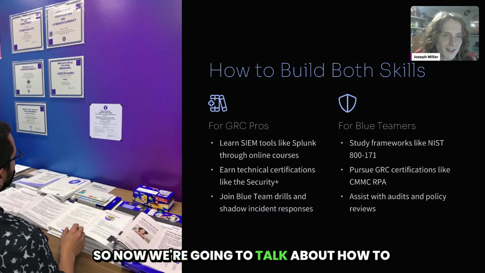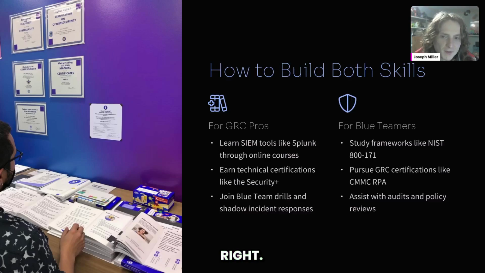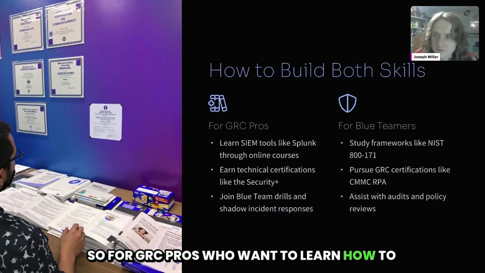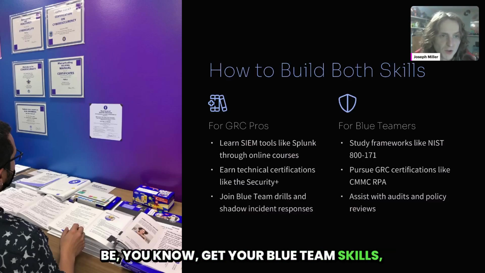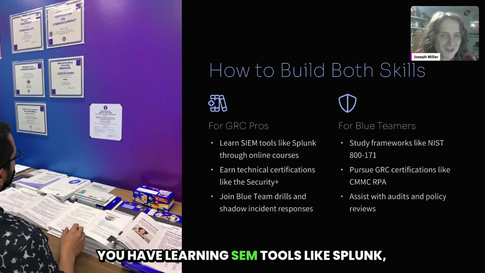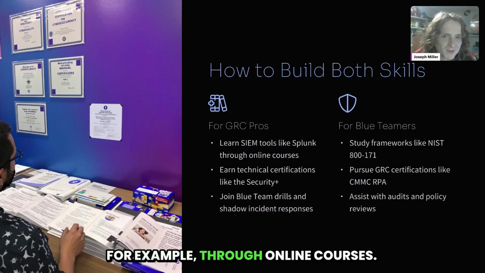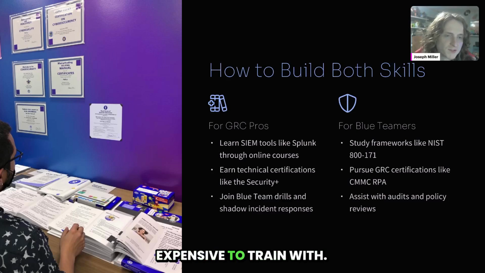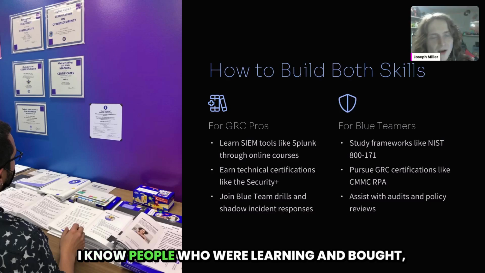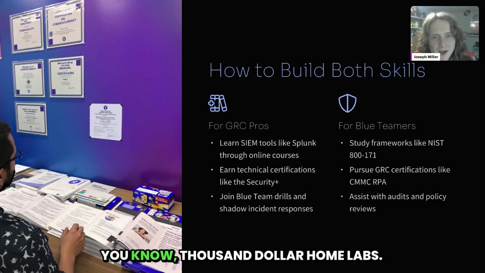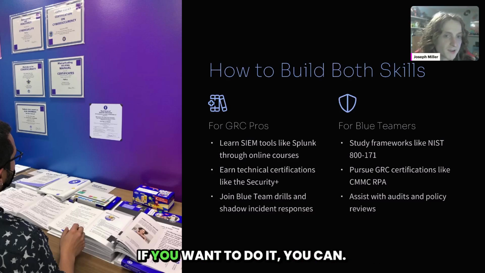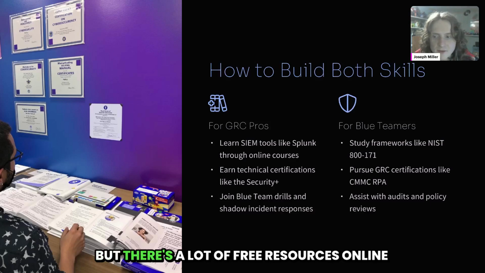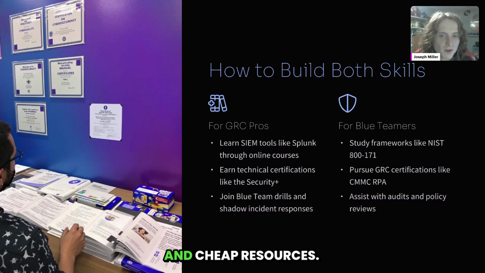So now we're going to talk about how to build both your skills, right? So for GRC pros who want to get your blue team skills, you have learning SIM tools like Splunk, for example, through online courses. I do not recommend buying anything expensive to train with. There's courses, there's labs. If it's cheap, go for it. I know people who were learning and bought $1,000 home labs. If you want to do it, you can. But there's a lot of free resources online and cheap resources.